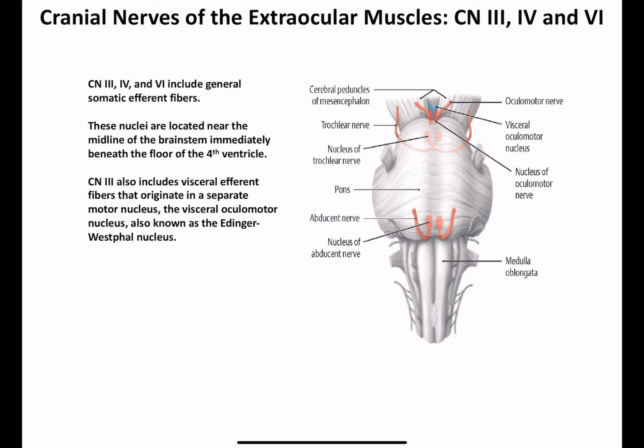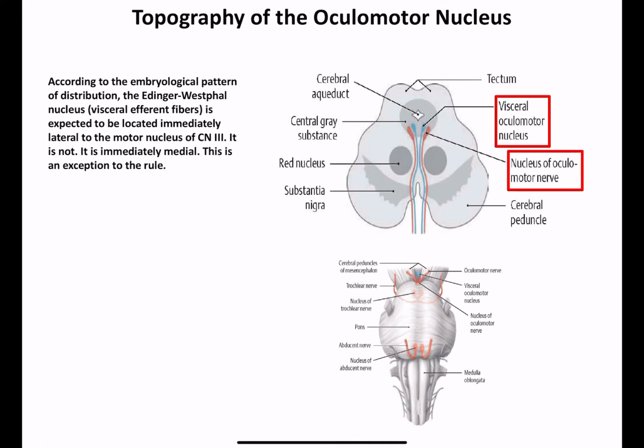So there are these other ones. These are 7 and 8 right over here. We are going to look at them in a second, right? One thing that we already talked about, in addition to them being general somatic efferent fibers, remember number 3, oculomotor, has a parasympathetic arch as well, and we said Edinger-Westphal nucleus is the parasympathetic nucleus for the oculomotor nerve, right? So it's about how they are arranged.